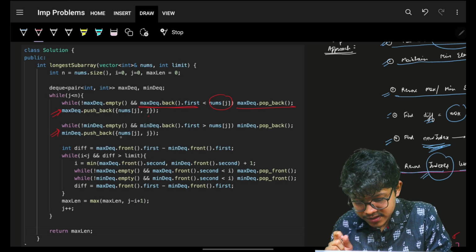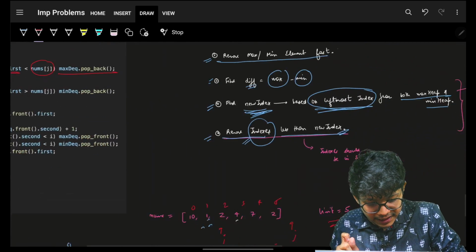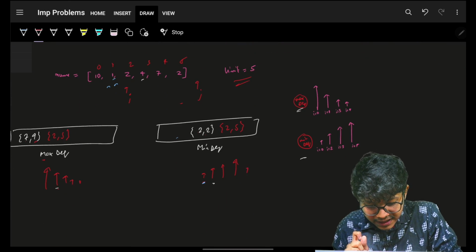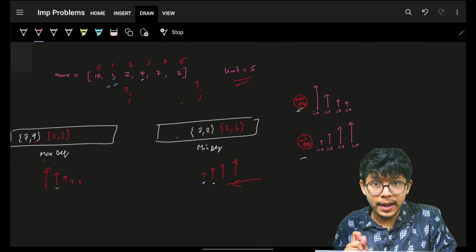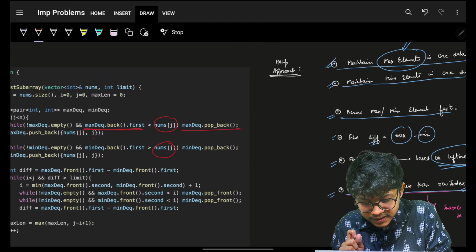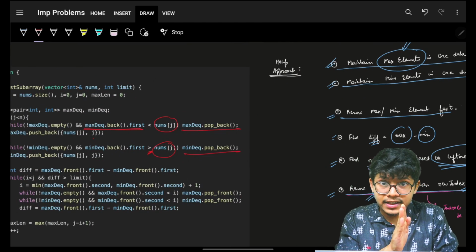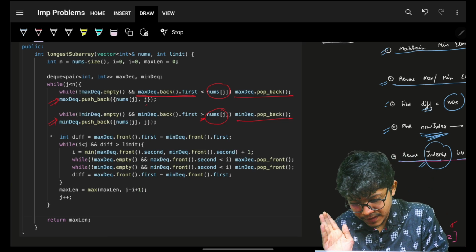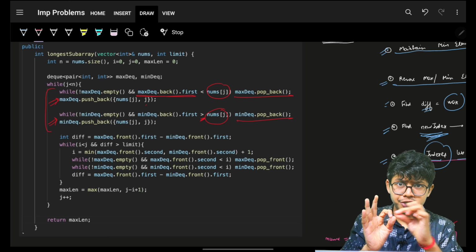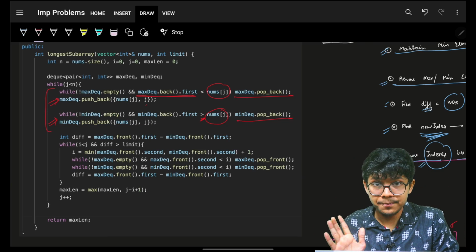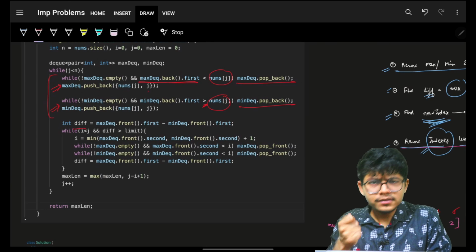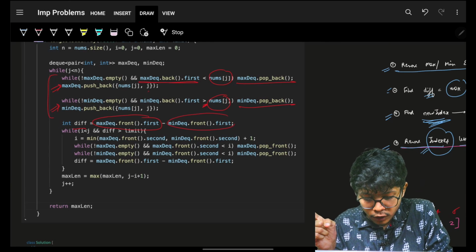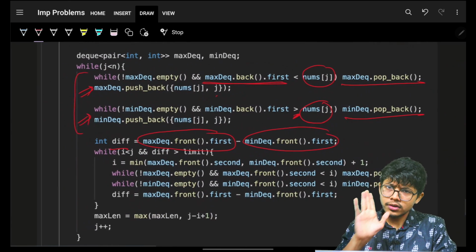Repeat the same stuff for your min DQ. I can only put the incoming element if it is higher. If it is lesser, I have to keep on removing from the back in the min DQ, and then ultimately push in the back. Now you have pushed the new incoming element, which is nums of j. Now find the diff. Simply grab from the front of your max DQ and the front of your min DQ, and that will be your diff.